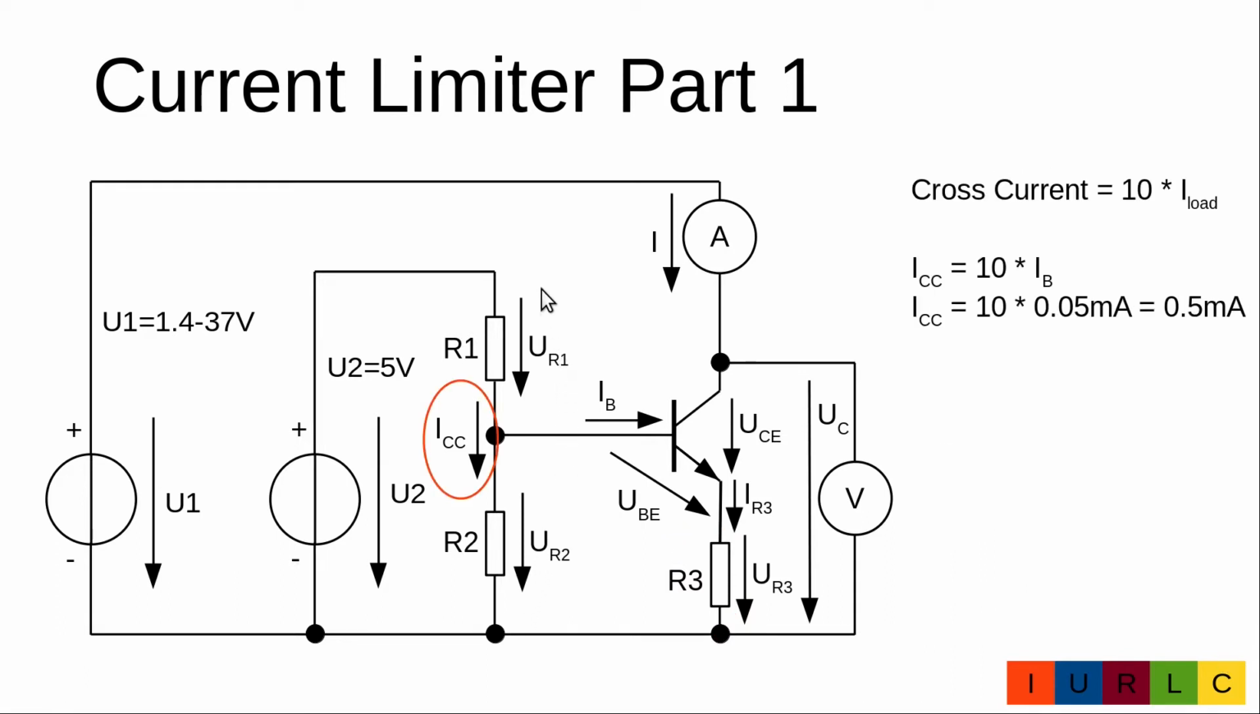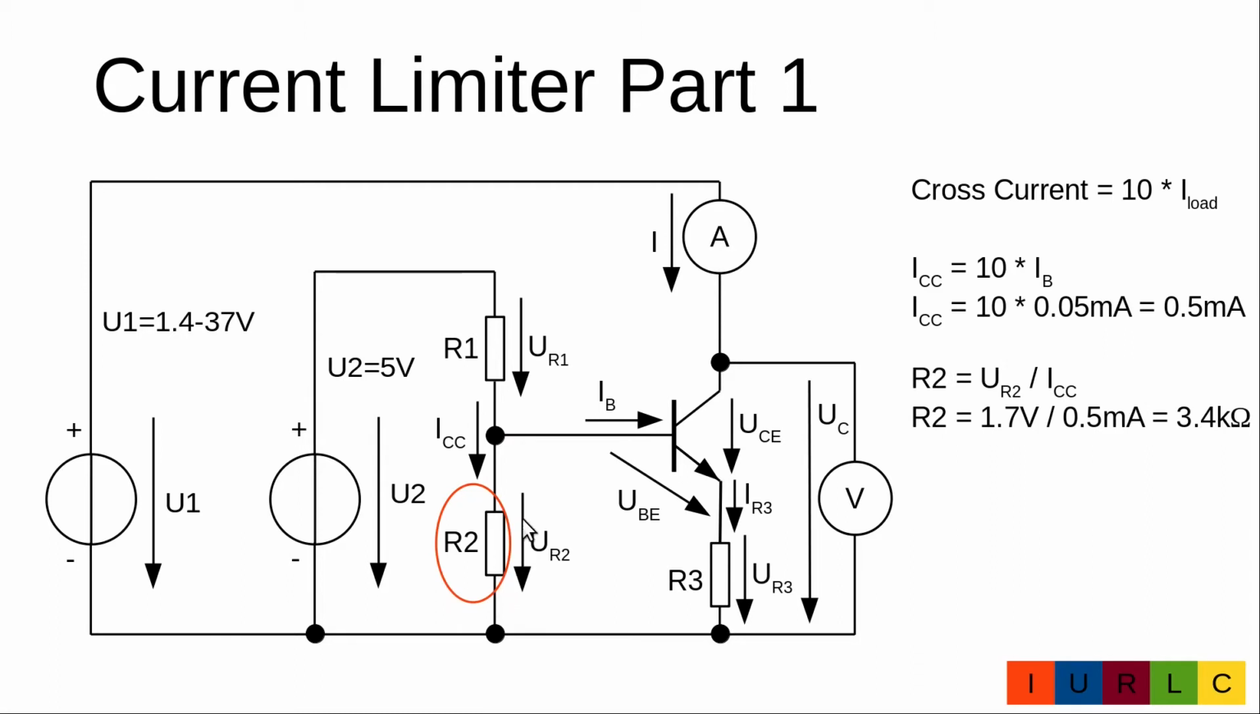Now we want to calculate the voltage divider R1 and R2. Due to the fact that we have a load current on the node, the calculation becomes difficult. But luckily, if we use a cross current which goes through R1 and R3, which is at least 10 times bigger than the load which is coming out of the node, we can use the formula of an unloaded voltage divider and have only a small error. We calculate our cross current: 10 times E base, it's 10 times 0.05 milliamp is 0.5 milliamp.